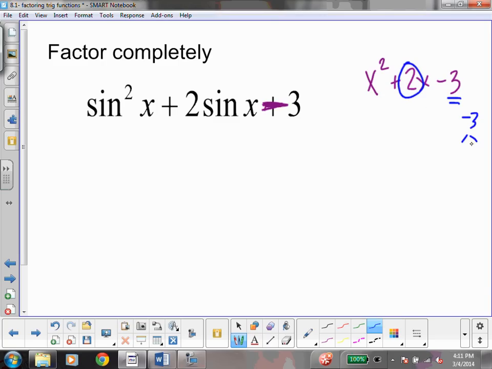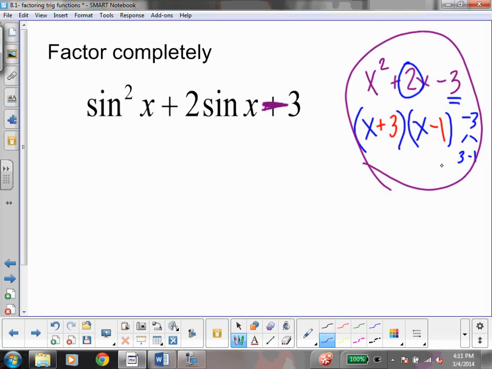And again, I could make my factor tree. The only factors of 3 are 3 and 1. To get a positive 2, I would have to have a negative 1. Since the leading coefficient of this polynomial is 1, the first term of both parentheses are going to be x. And then I have the plus 3 and the minus 1.